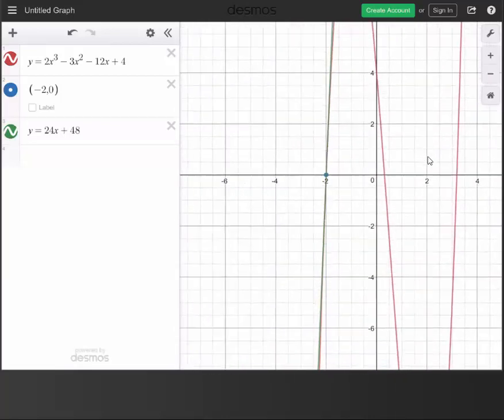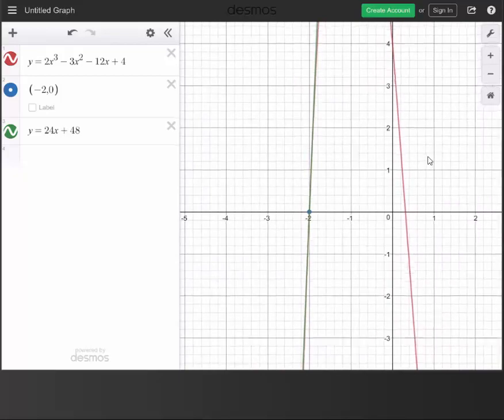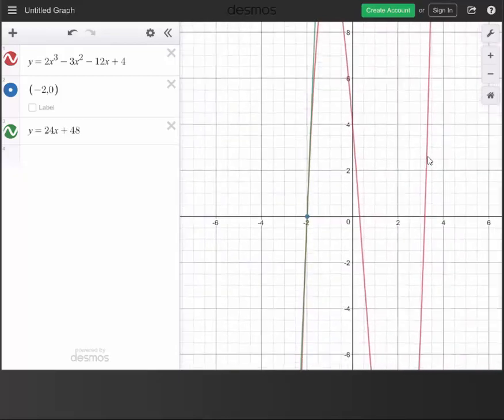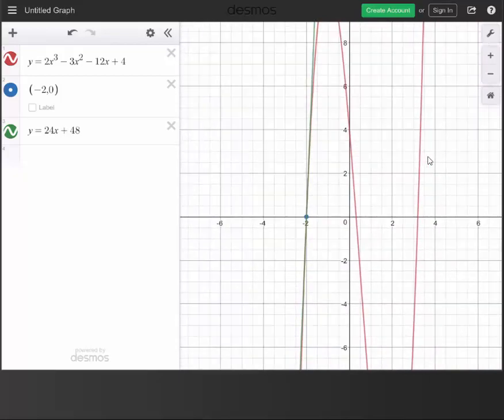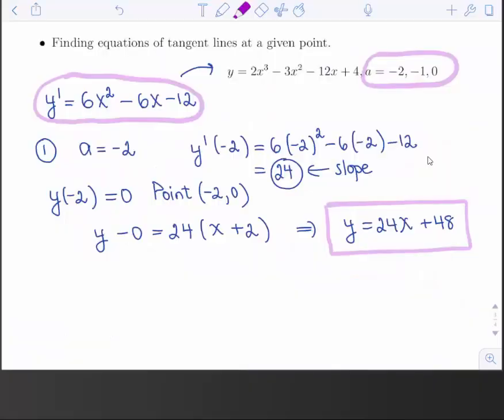You can see that it's a tangent, right? You can zoom in and out to see that you get a tangent. Okay, good way to check if you've done it correctly. All right, so that's that for a is equal to -2.